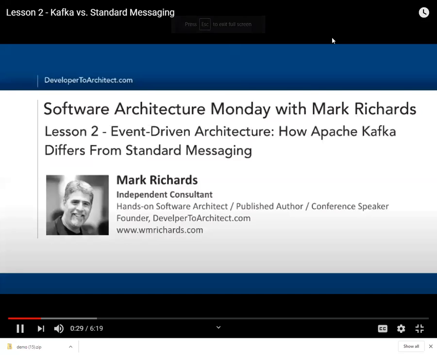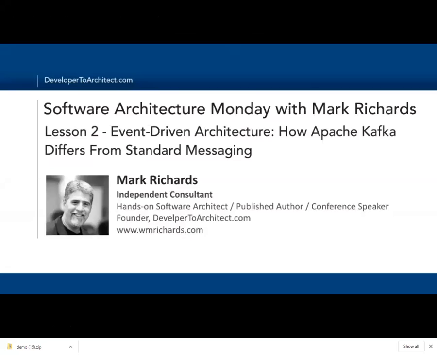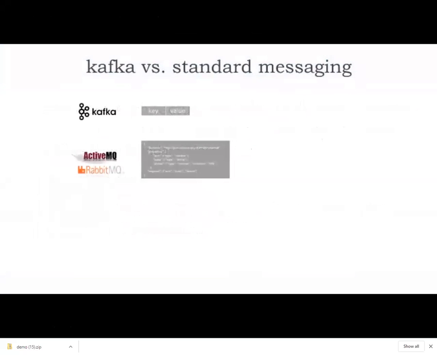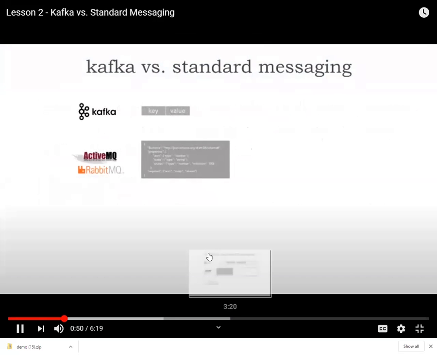At the end of this little lesson, but really to understand when you should use Kafka and when you should rely on standard messaging. And that's really the key to this lesson. If we look at Apache Kafka, which is a high-speed pub-sub message broker, typically used for streaming architecture, versus something like ActiveMQ or RabbitMQ, what I'm calling standard messaging.